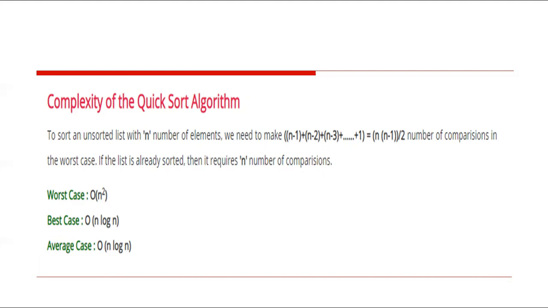Best case, order of n log n. Average case, order of n log n. Worst case, order of n square. Best case and average case are the same. Worst case is order of n square. So what is the time complexity of the quicksort algorithm? Order of n log n.